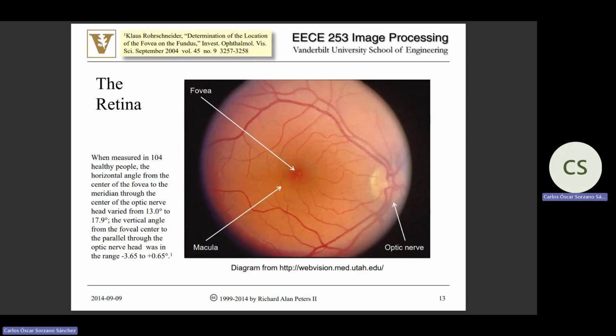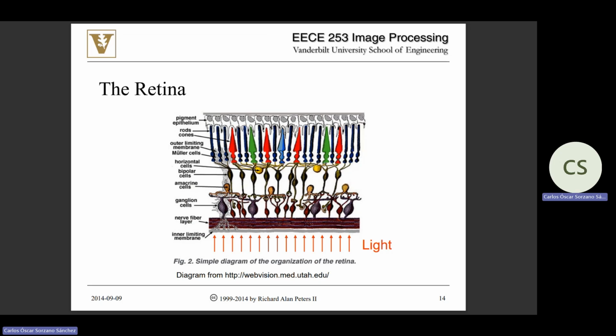That means that there is a point here in which we don't see anything. So here we cannot see light. And there is another region that is called the fovea. So the fovea is the region where most of the cones are. So we will see that again.